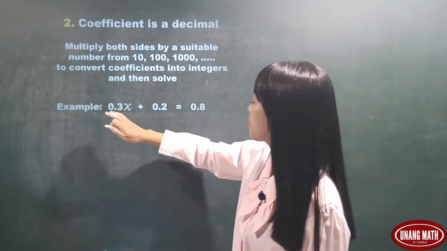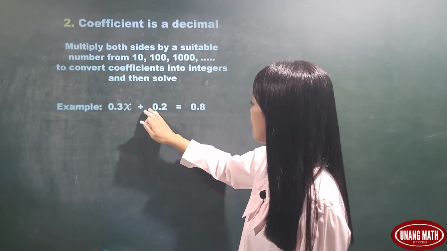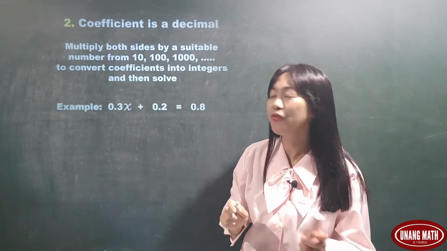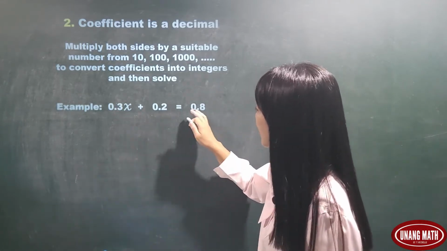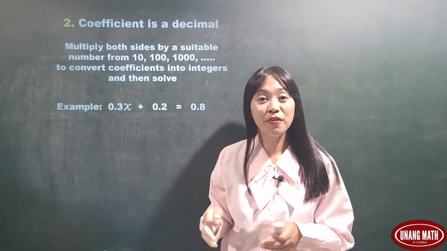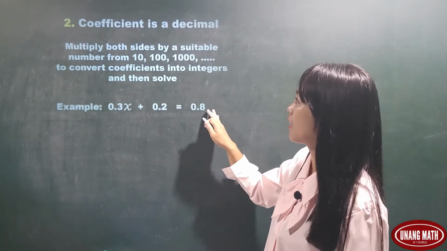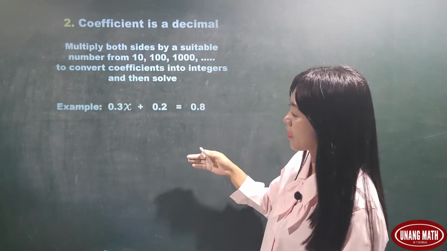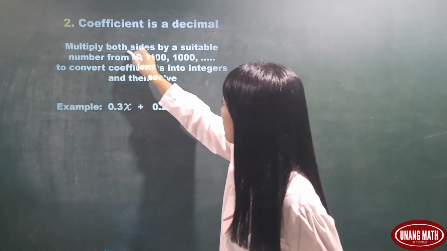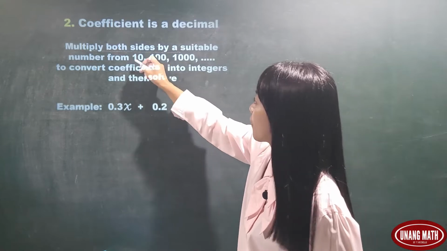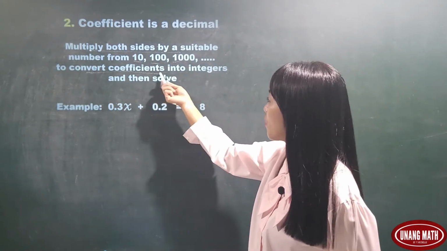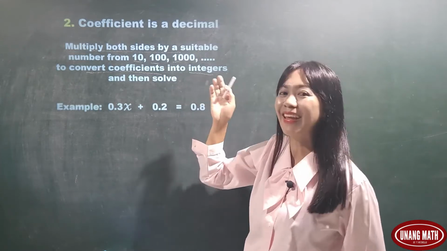Okay, example, 0.3x plus 0.2 is equal to 0.8. If the given numbers are decimal numbers, it will be difficult to solve this kind of equation. So to solve this equation easier, we will multiply both sides by a suitable number from 10, 100, 1000 to convert coefficients into integers.